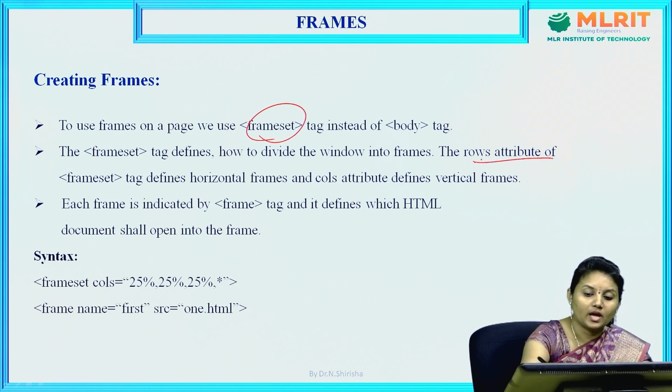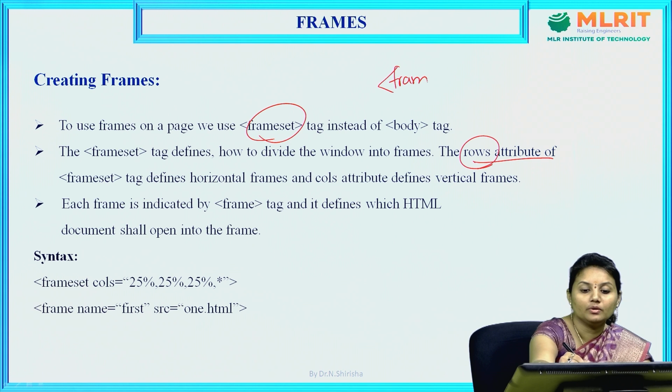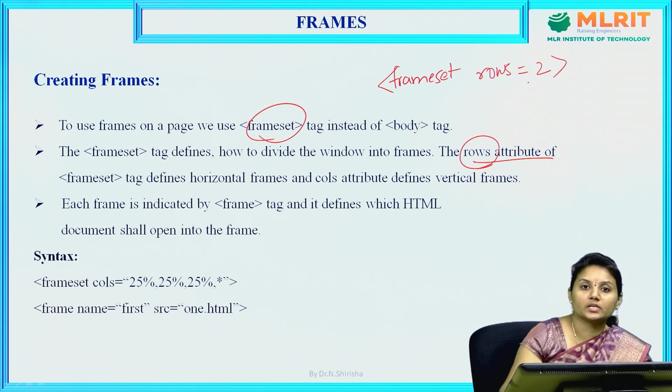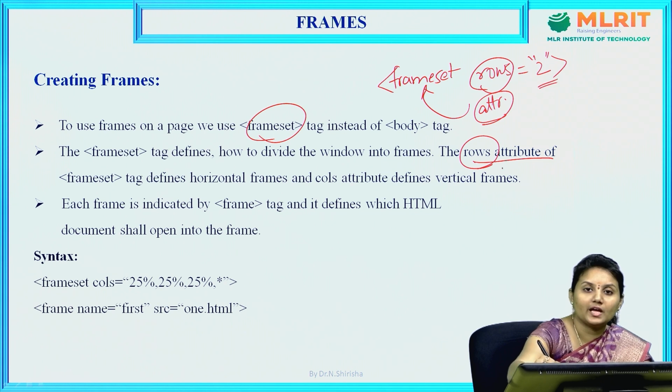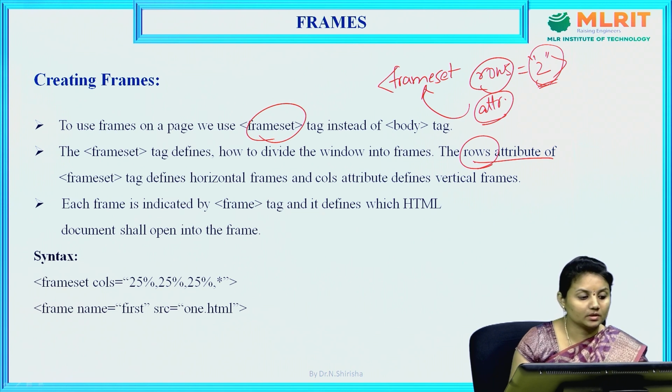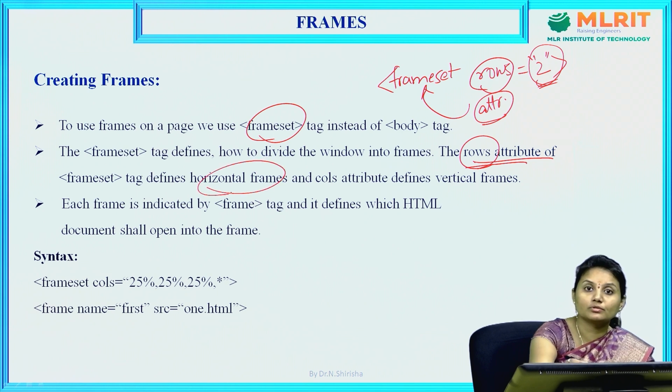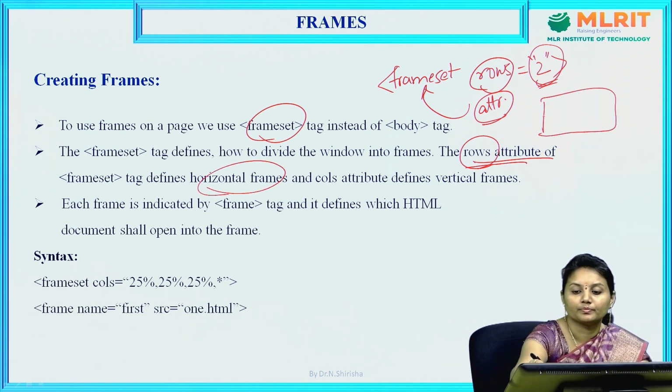So the rows attribute of the frameset. Whenever you write a frameset, here you will write rows equals to how many rows. Suppose I want 2 rows, then you will write 2 here. This is an attribute that you are using for your frameset tag, and this is the value you are giving. That many numbers you have to give here. So the rows attribute divides the window into horizontal frames, because row-wise, first row, second row: this is frame 1, this is frame 2.